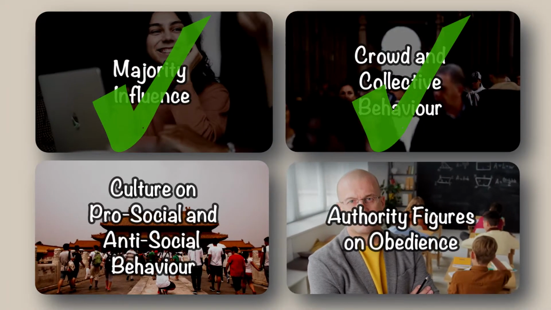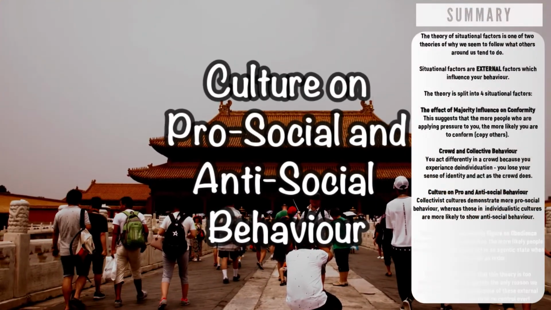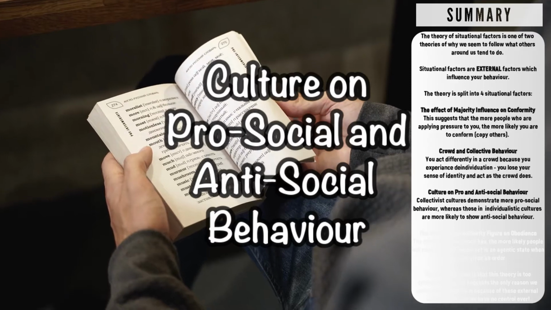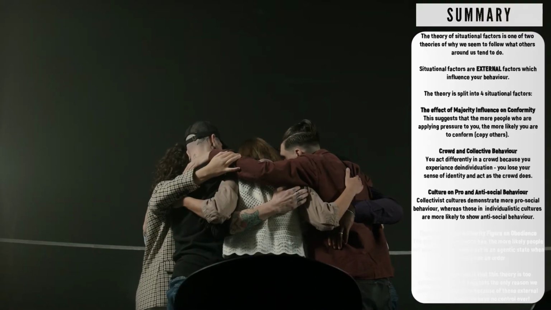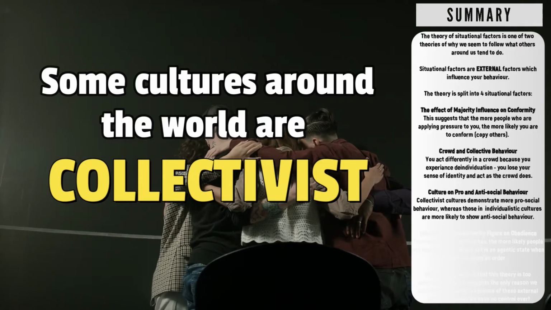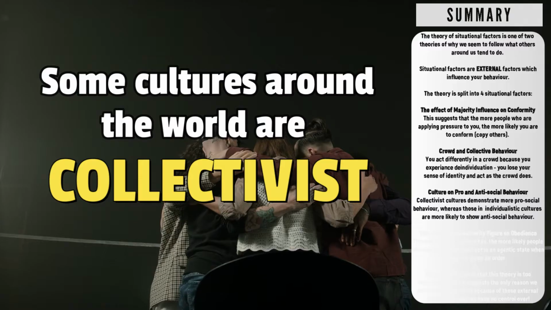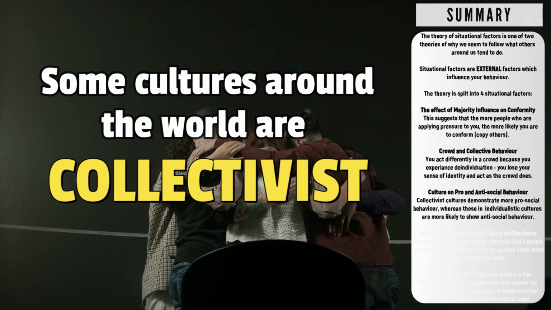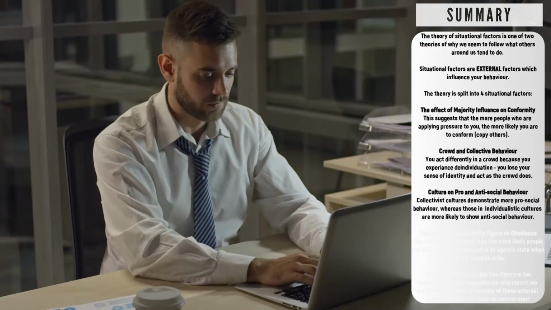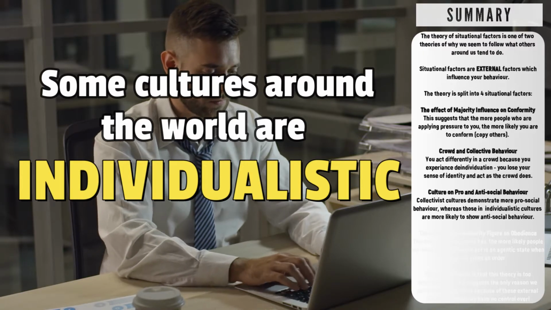Thirdly, we have the effects of culture on pro-social and anti-social behaviour. So we can see some key terms there that we're going to need to use. Firstly, we need to understand that some cultures are more collectivist in their approach. These are cultures like China and Japan. They are members of their community. They really think about others, their friends, their families, their neighbours in their decision making. Whereas some cultures are more individualistic, and this tends to be places like the UK.